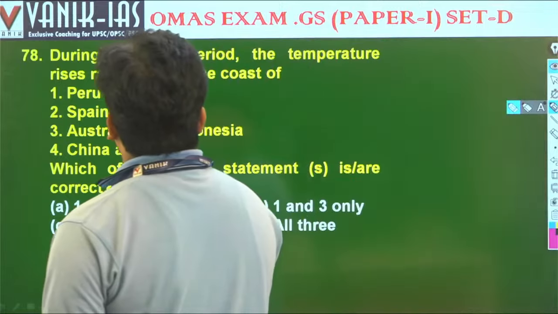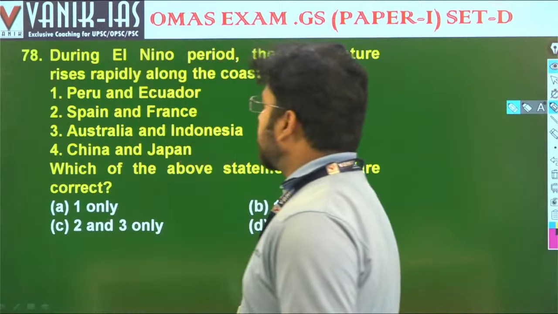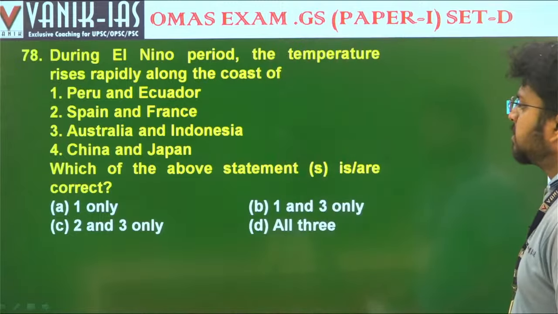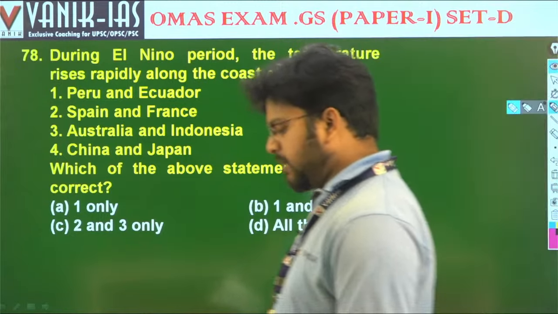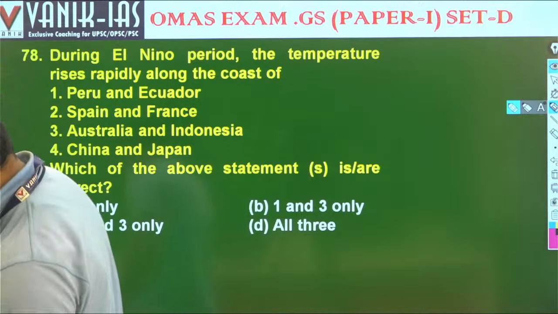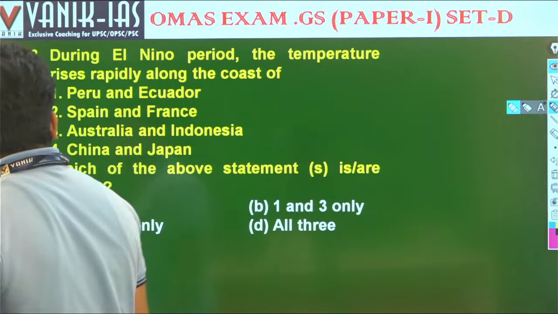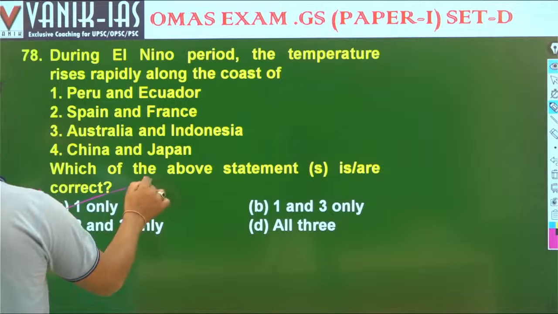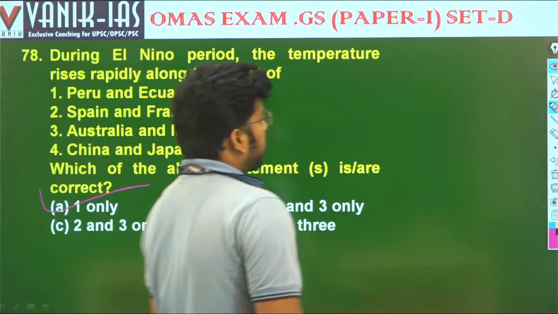Then during the El Nino period, the temperature rises rapidly along the coast of Peru and Ecuador. I have already discussed El Nino. Statement one only is the answer, right? Peru and Ecuador.